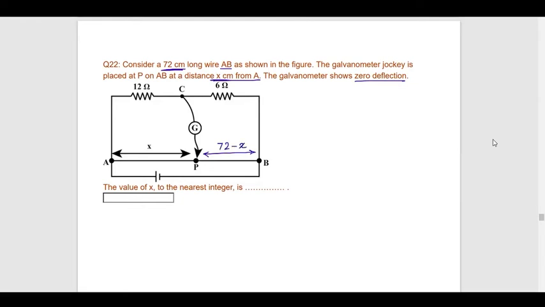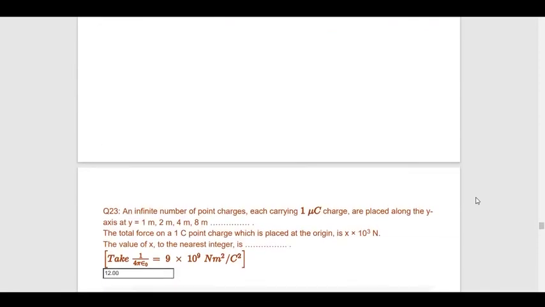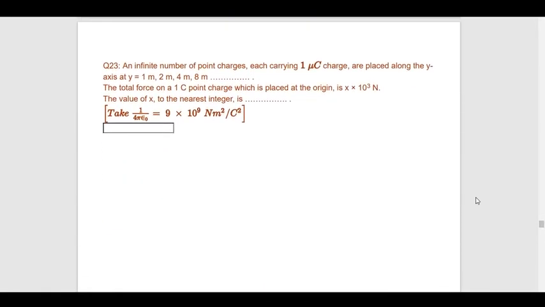Now this becomes the case of a balanced Wheatstone bridge in a meter bridge condition. So we will get 12 by 6 equal to x by 72 minus x. Okay. And if we solve it further, we are going to end up with the value of x as 48 centimeters. Okay. So let's observe the next question.